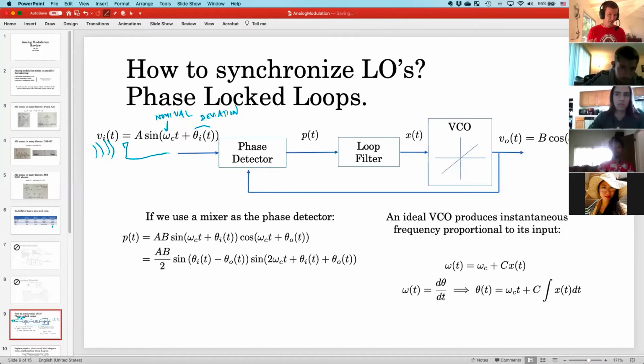And if this seems like a controls problem, that's kind of why I'm spending today's lecture on it, is because I can't not talk about controls and communications. It's like the two best parts of electrical engineering coming together.